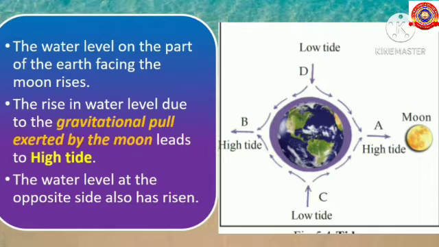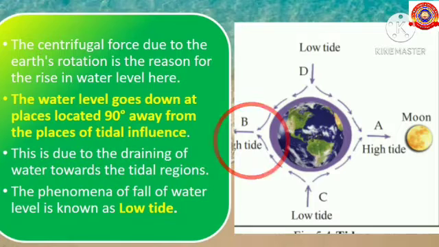The water level rises on the part of the earth facing the moon. The water rises due to the gravitational pull exerted by the moon, which leads to high tide. The water level at the opposite side also has risen because of centrifugal force formed by the earth's rotation. We can see that the water level goes down at the place located 90 degrees away from the place of the tidal influence. This is due to the draining of water towards the tidal region. This phenomenon of fall of water level is known as low tide.